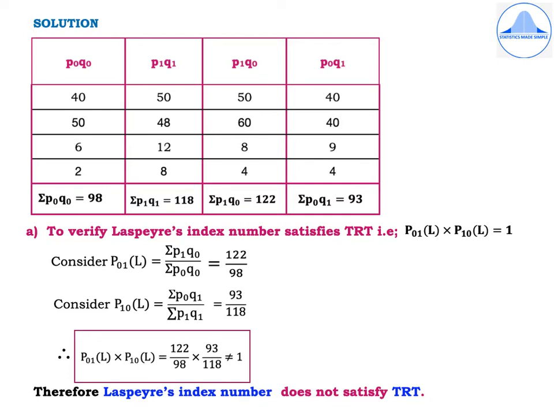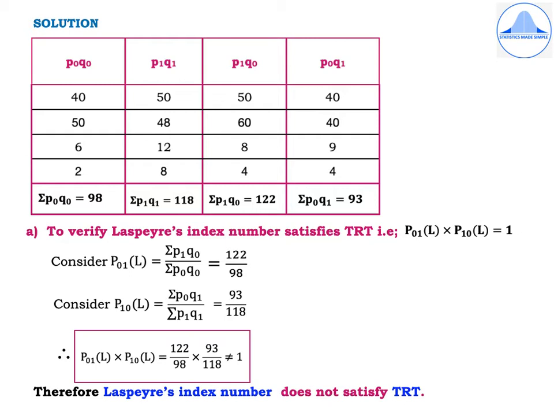In the first subdivision, we have to verify whether Laspeyres index number satisfies TRT. That is P01 of L into P10 of L is equal to 1. Consider P01 of L, which is equal to summation P1 Q0 divided by summation P0 Q0. Substituting the totals, it's equal to 122 by 98. Now write the formula for P10 of L, which is equal to summation P0 Q1 divided by summation P1 Q1. And you know that we get this formula by interchanging 0 by 1 and 1 by 0, which is equal to 93 by 118.